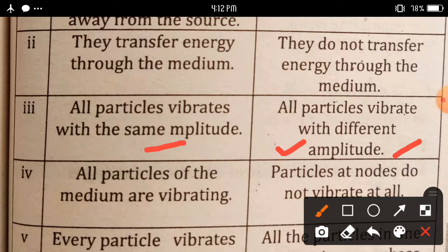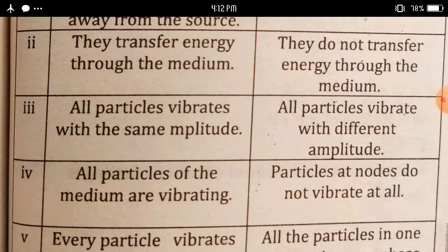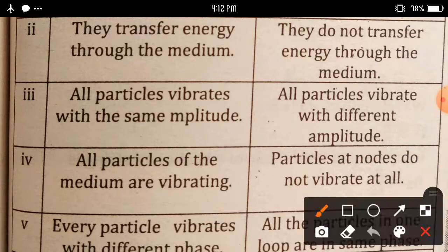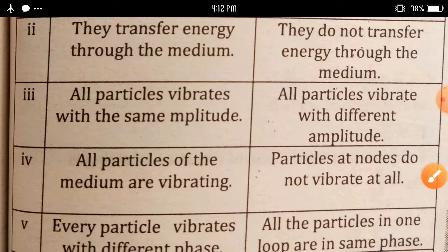All particles of the medium are vibrating in a progressive wave. All particles of the medium are vibrating, and in a stationary wave particles at nodes do not vibrate at all.